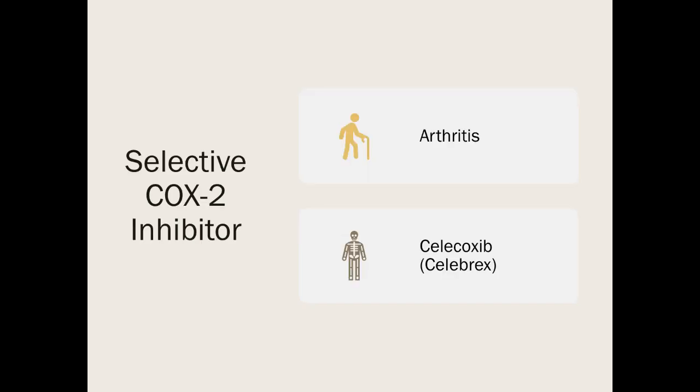But your patient might also be prescribed a selective COX-2 inhibitor. These are given for inflammation, typically for arthritis and gout, and the most common of these is Celebrex.